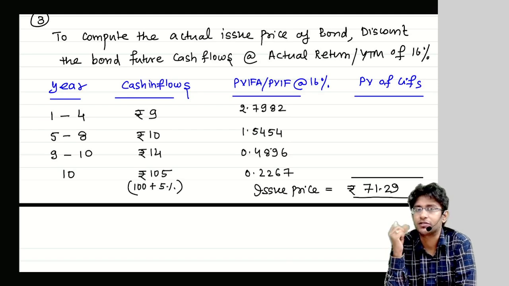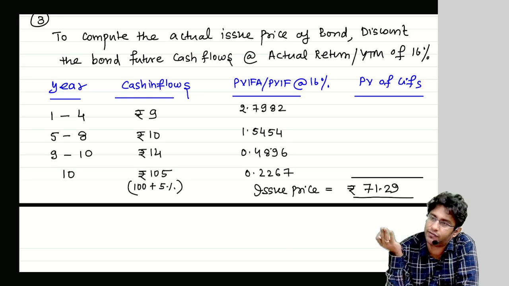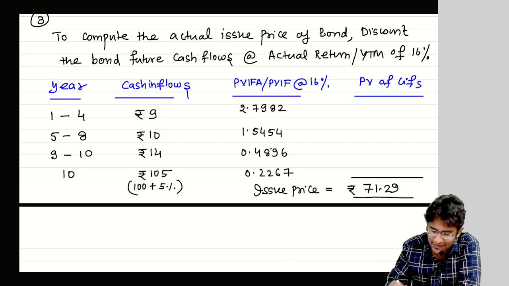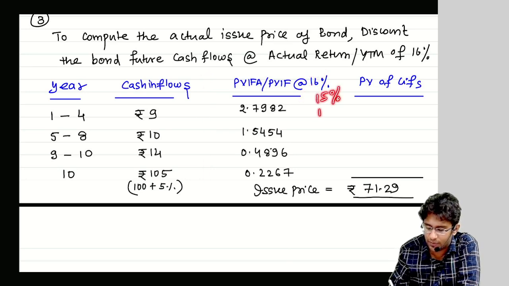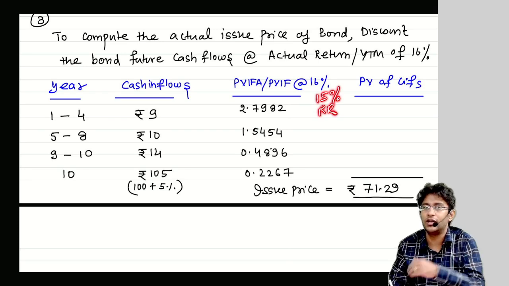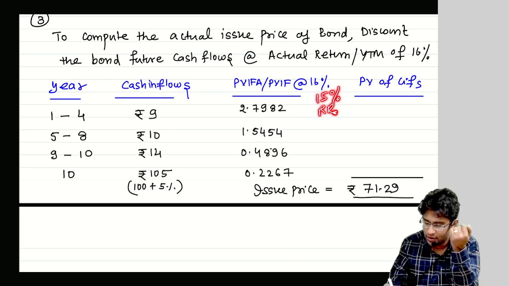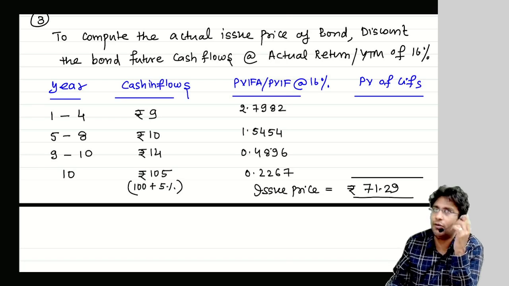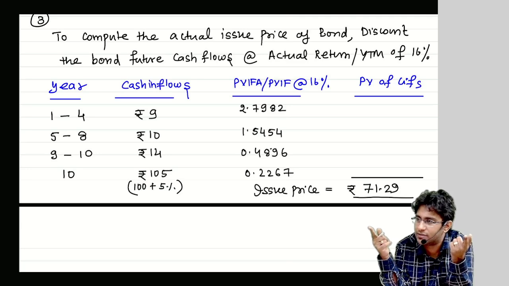Sir, if you are an investor, what will you do? If the company is thinking, the company will do this and they will issue. If you are an investor, how will you think? Underpriced or overpriced, how will you know? You will take the same cash flows, but instead of 16, you will discount it with the 15% required return. Since you are using a lower discounting rate, what will happen to present value? It will be higher. So here I got 71, let's say you got some 75. So the investor will be thinking, I will pay 75 and buy the bond. The company issues the bond at 71.